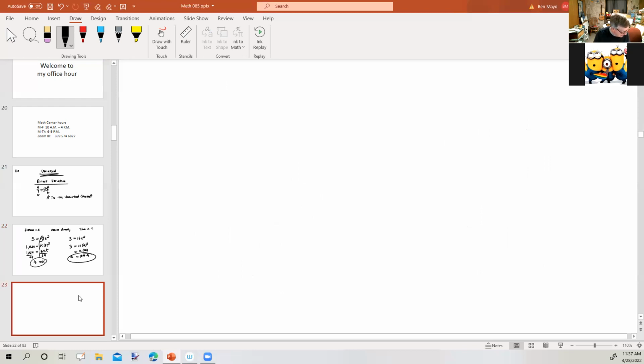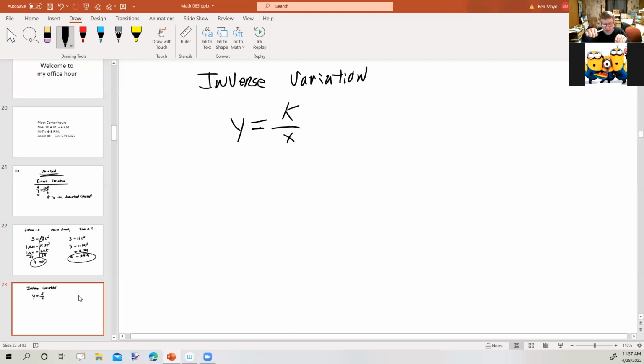The second example of variation is called inverse variation. And that looks like this. You have a reciprocal situation. It still contains the variation constant, but the way this works is that if x increases, y decreases. If x decreases, y increases. So they vary inversely.